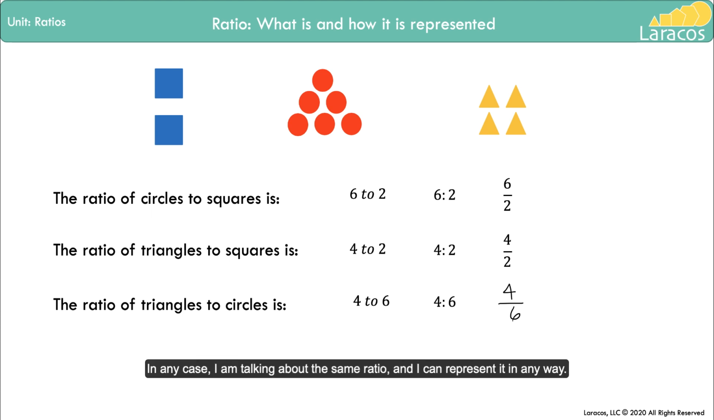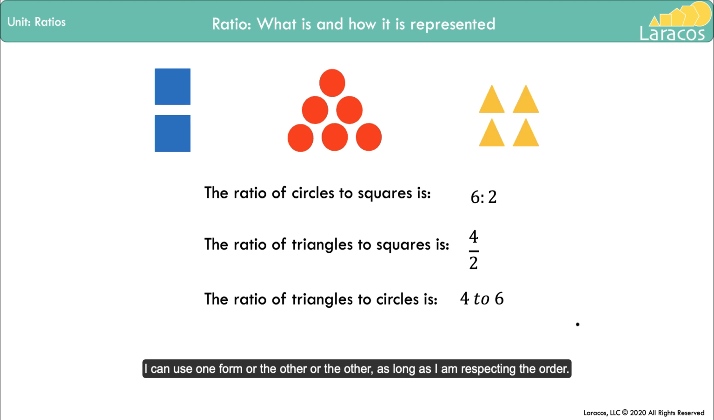In any case, I am talking about the same ratio, and I can represent it in any way. I can use one form or the other, as long as I am respecting the order. Here it says circles to squares, so I have 6 circles and 2 squares. Triangles to squares, 4 triangles and 2 squares. The last ratio is triangles to circles. Well, I have 4 triangles and 6 circles, and in all cases, I read 6 to 2, or here, 4 to 2, or in this case, 4 to 6.